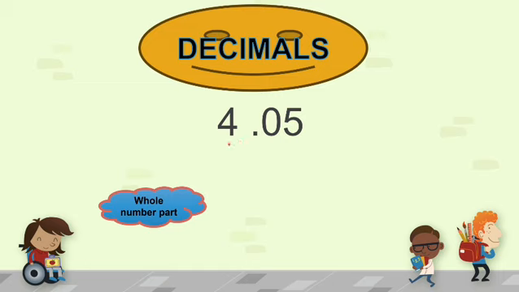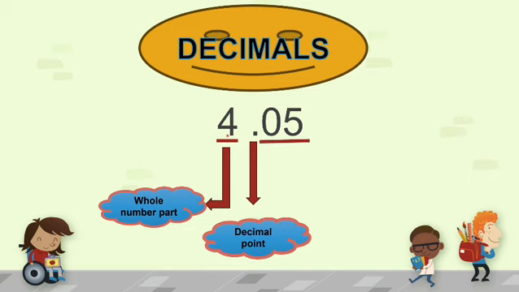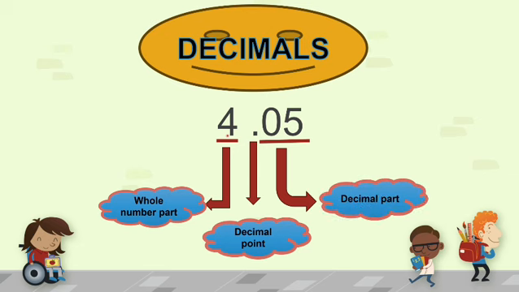So what do we have? We have a whole number part where 4 is the whole number part. This point is the decimal point. And here 0.05 is your decimal part, which is your fractional part. We can say fractional part or decimal part. And what is this point for? This point is separating your whole number from your decimal part.